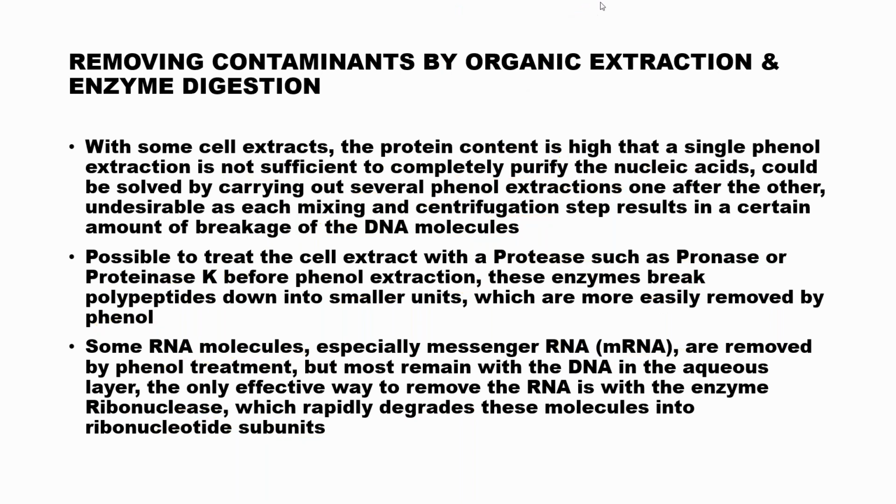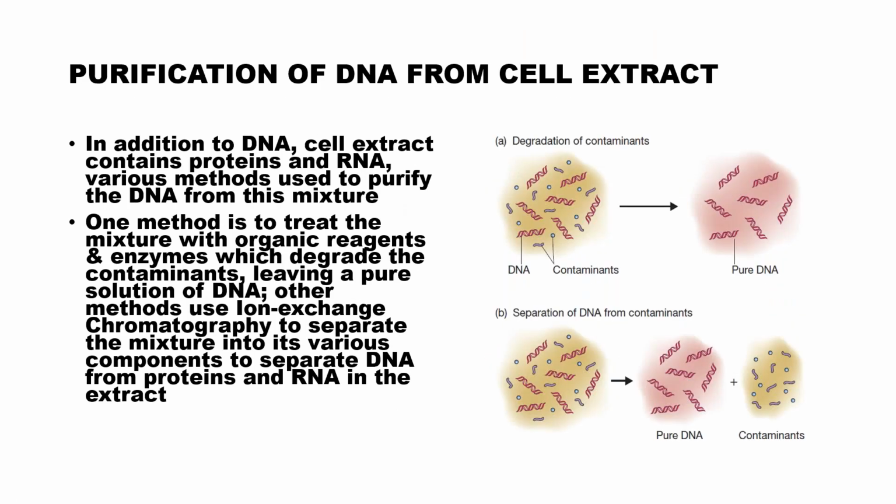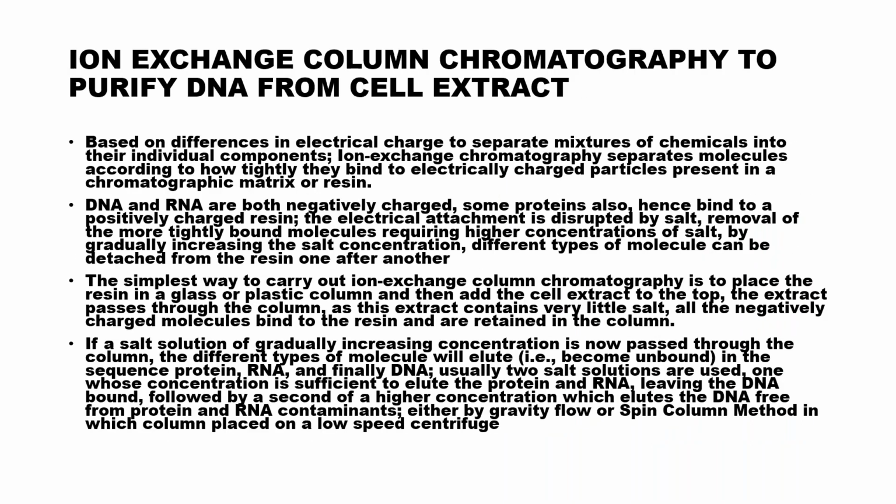Clear? So this is about the first method. You have two methods, as I have already told you. The first method is to treat with organic reagents and enzymes. Now we have to go with the second method, ion exchange column chromatography, to purify DNA from cell extract, which we can continue in the next class.